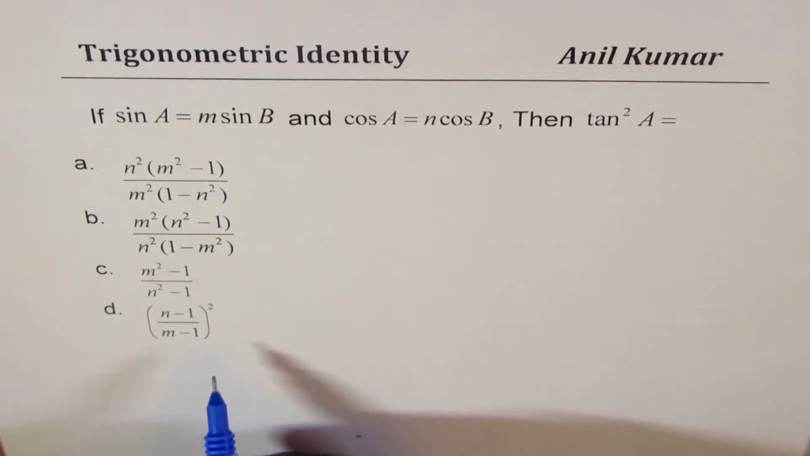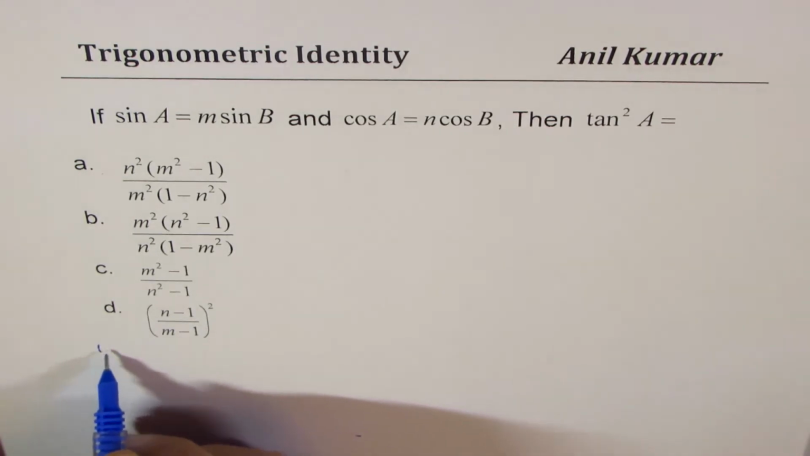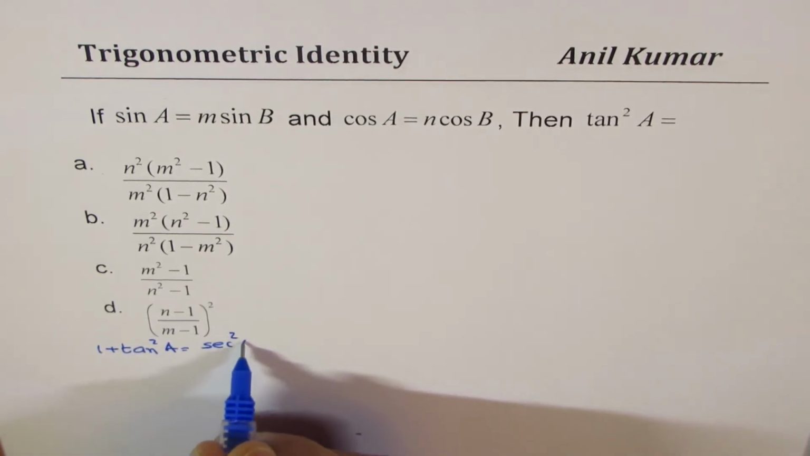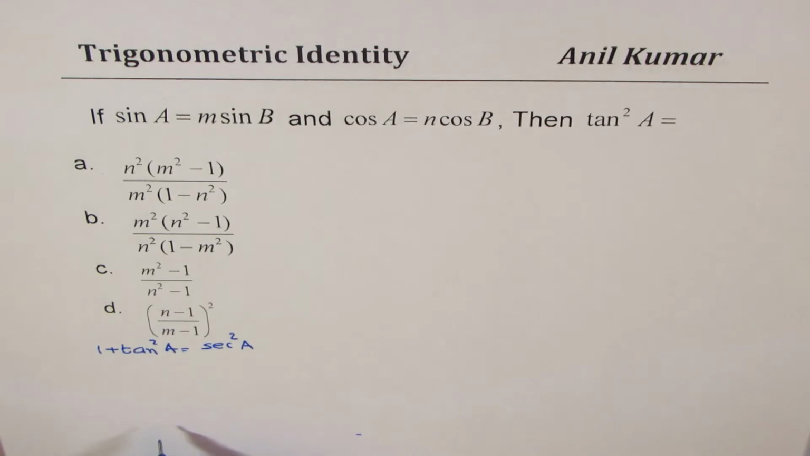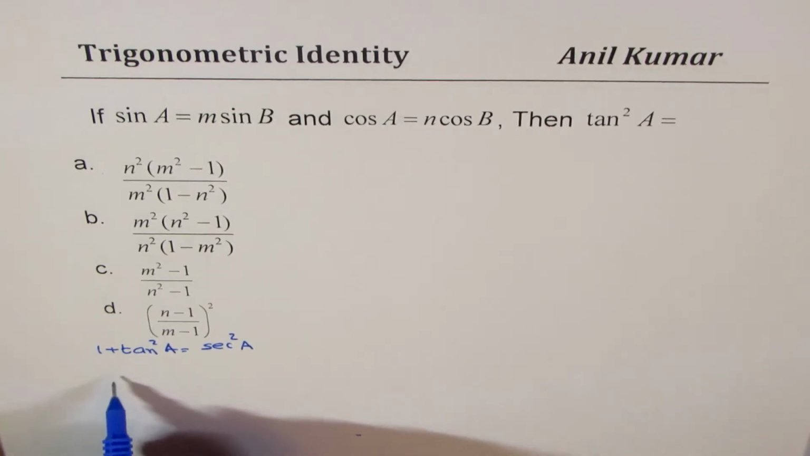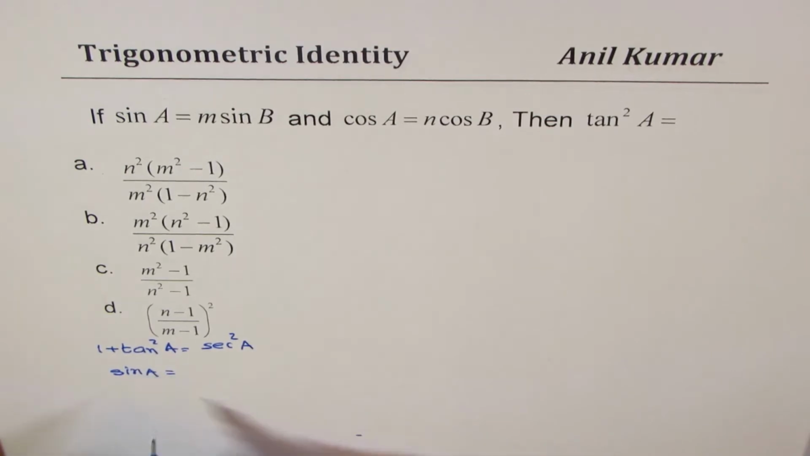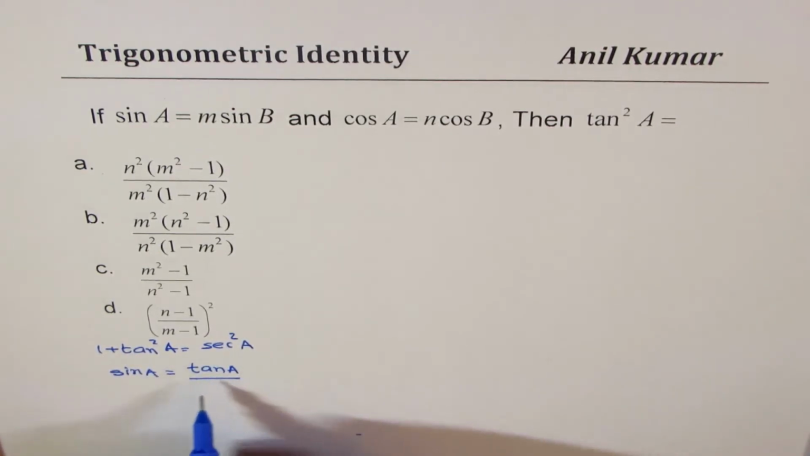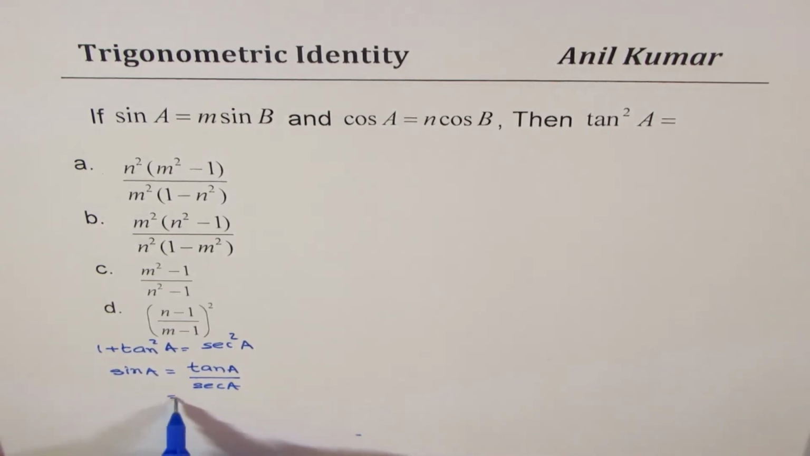Now to solve this, we will need a few identities, so let me share those with you. One is, 1 plus tan square A will be secant square A, correct? Now you could write tan in terms of sine. Tan A is sine over cos, correct? So if I divide sine A by secant A, we get sine A over cos A divided by 1 over cos A.